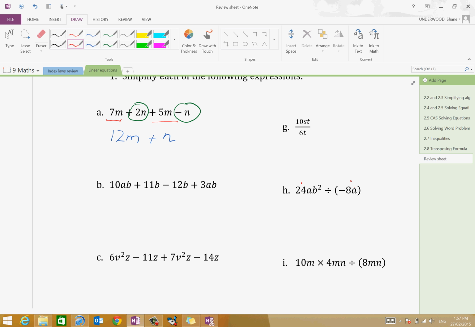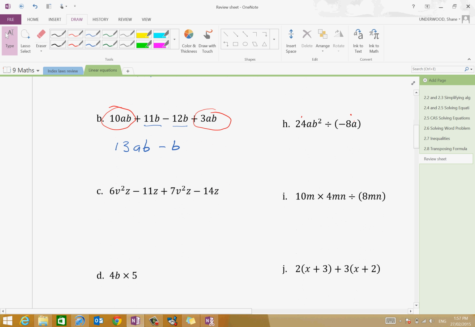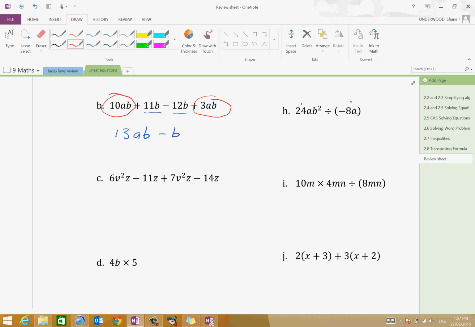Kayla, can you please tell me what the like terms are here? 10AB, and that's like with 3AB. Excellent. And of course, what's left over? We've got 11 bananas minus 12 bananas, if you like. Lachlan, Duke, what's the answer then, please? 13AB minus B. Can I get a show of hands, those students that got that? Good. Everyone? Pretty much? Good. Okay. Now, if you're not, I want you to use the highlighter and actually highlight where you went wrong.